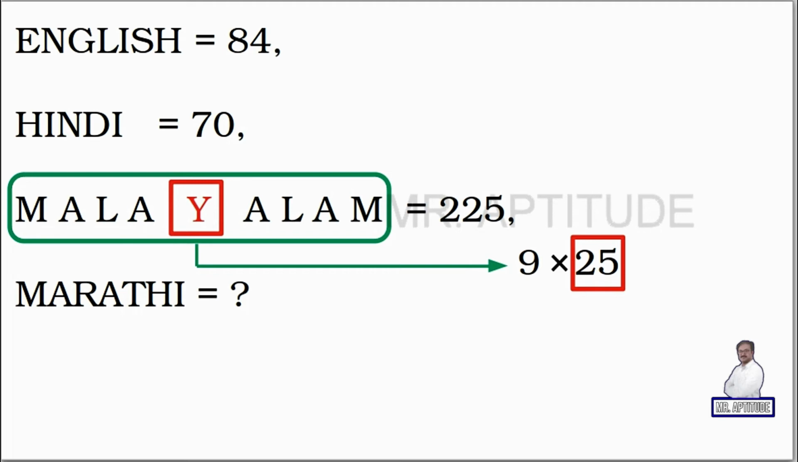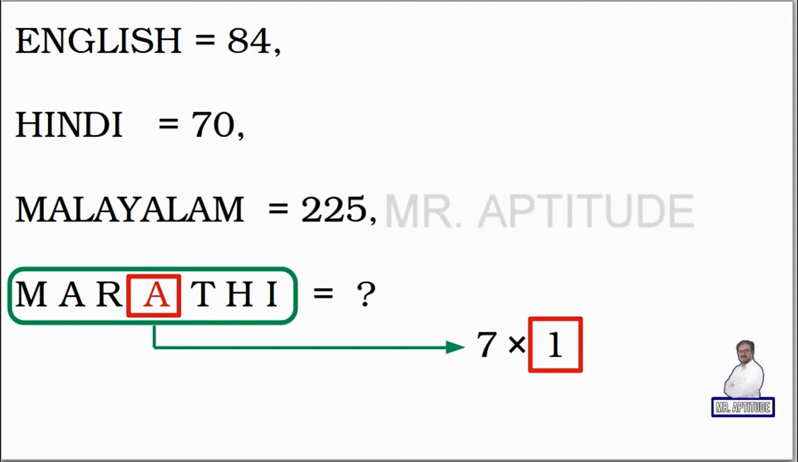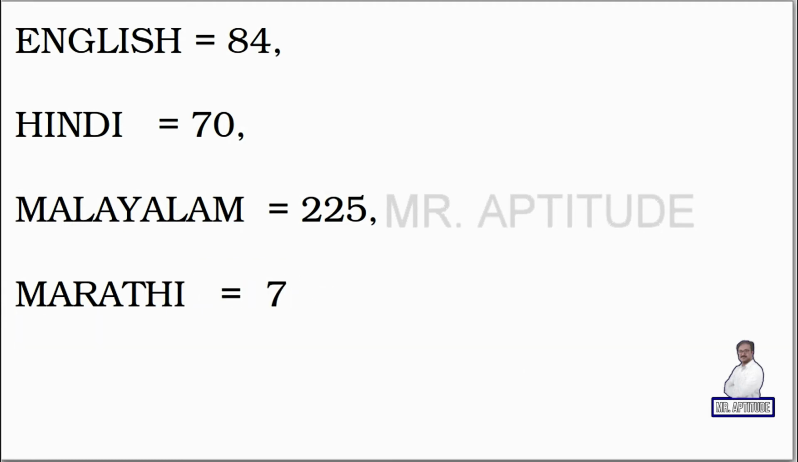Can we apply the same thing here? Yes. The number of letters present in the word Marathi is 7. And the middle letter's place value is 1. 7 into 1, which gives you 7.